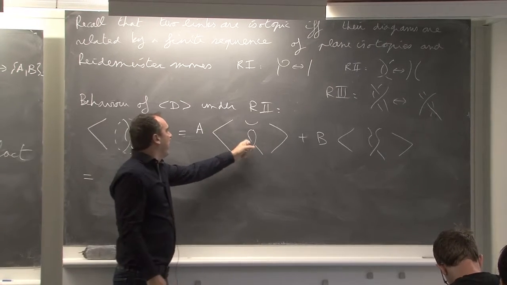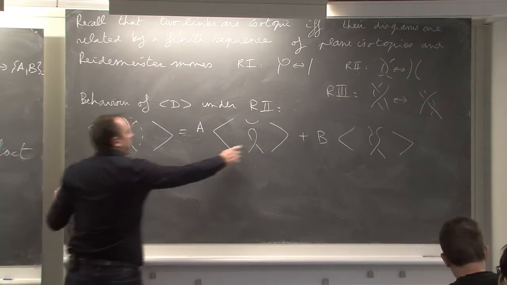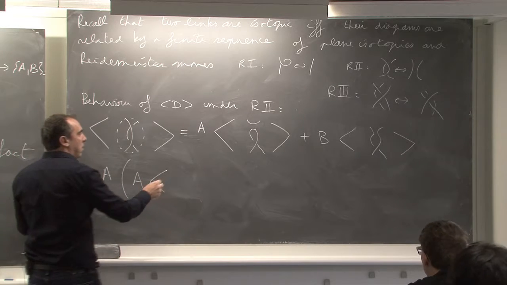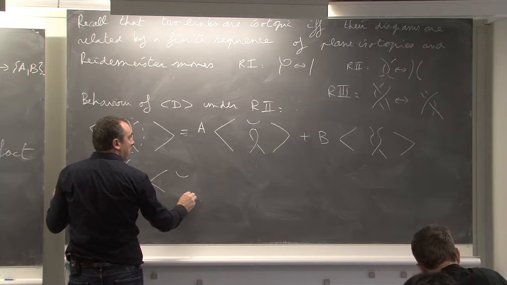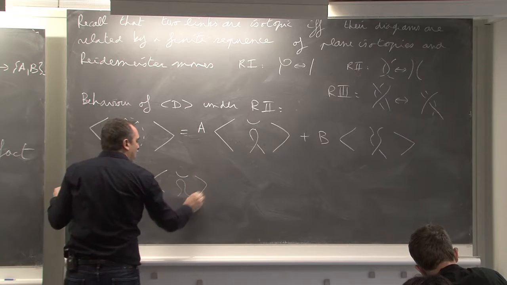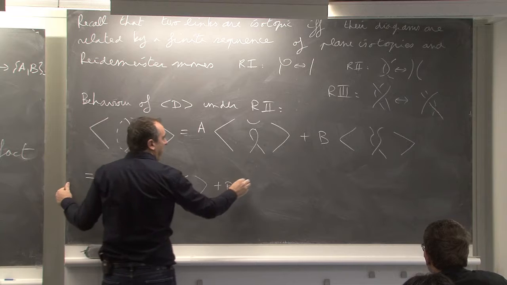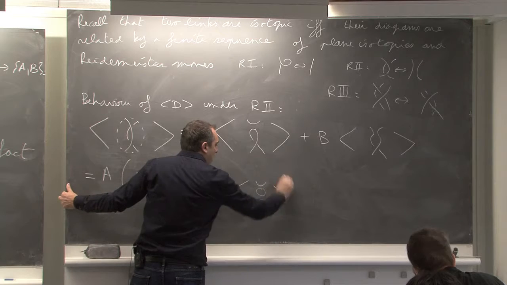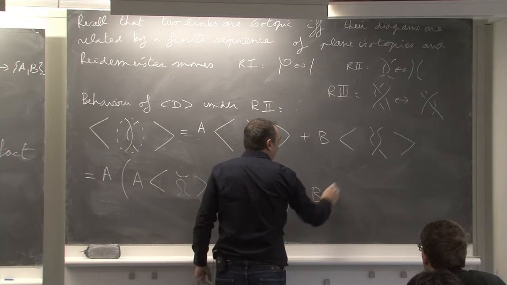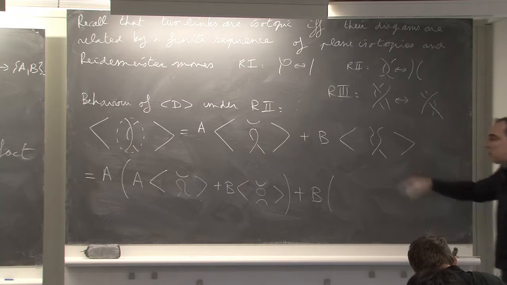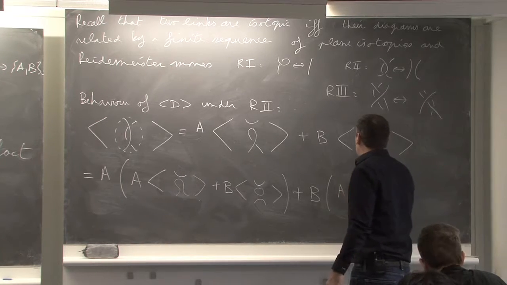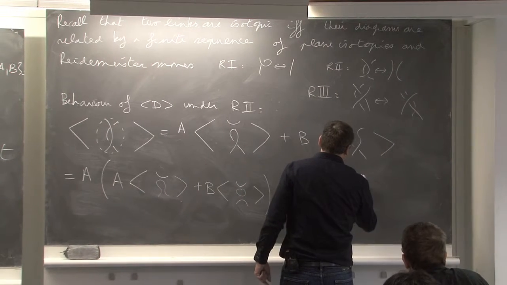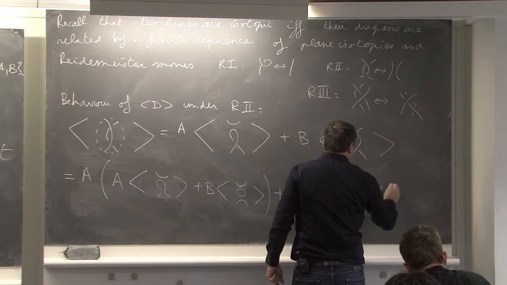Okay, now, next we apply the property 1 to this crossing. So what do we obtain? A. So plus B, and next, again, we apply property 1 to this crossing, so we obtain A. So plus B.